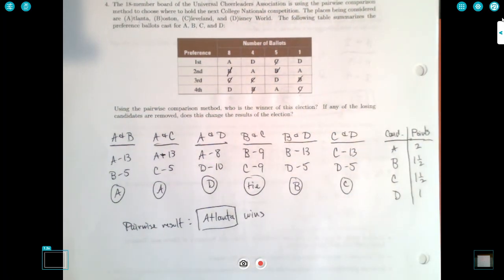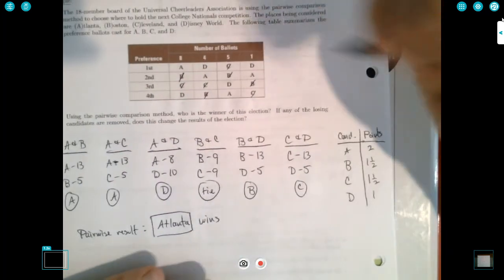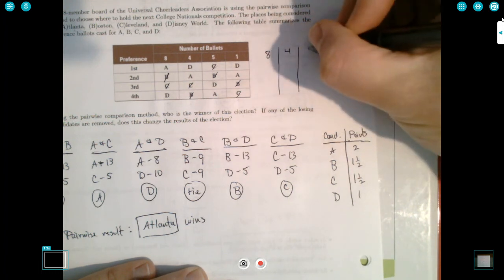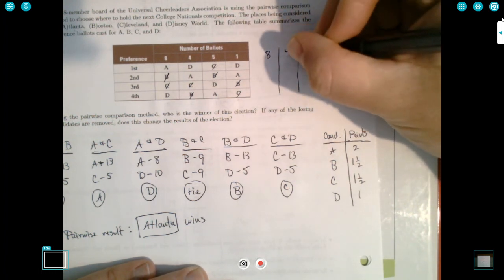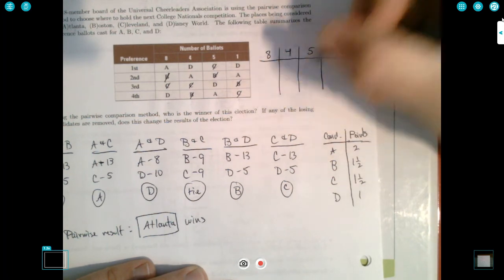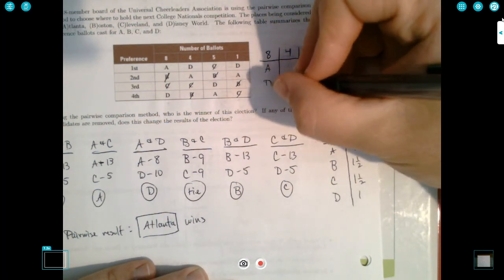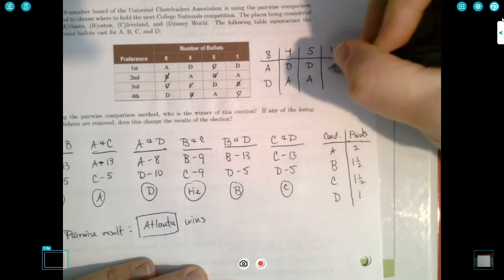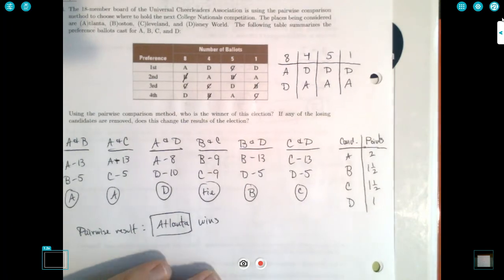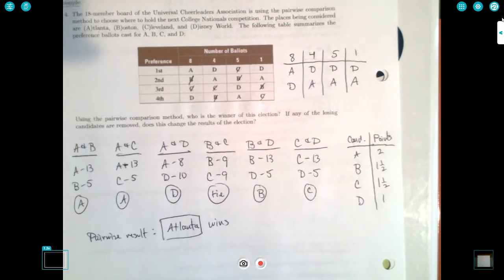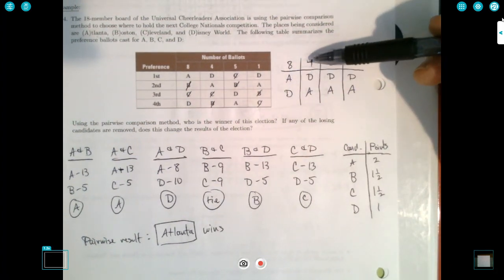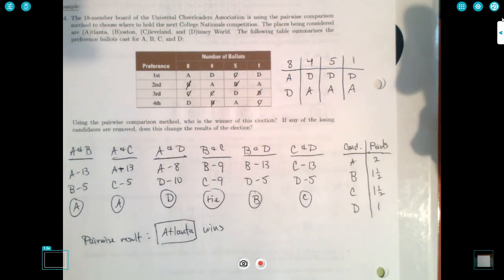I should have done that in pencil in case it was a bad choice, but what table do I get now? 8, 4, 5, 1. And I would have A, D, D, A, D, A, D, A. Yeah, I bet that this is going to come out very differently now, right? Because now you can see in a head-to-head race, A is going to get 8 votes and D is going to get 9, 10 votes, right?